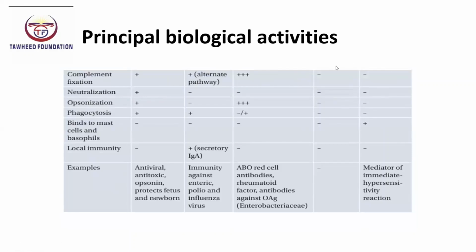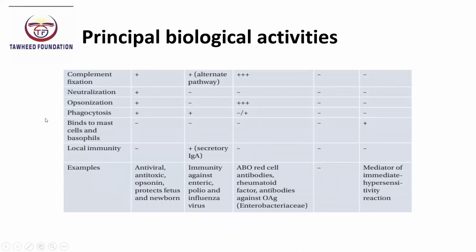Next is principal biological activities. It summarizes functions of immunoglobulin classes: IgG, opsonization, complement activation, neonatal immunity; IgA, mucosal defense, prevents pathogen adhesion; IgM, complement activation, agglutination; IgE, allergy, parasite immunity; IgD, role in B cell activation.